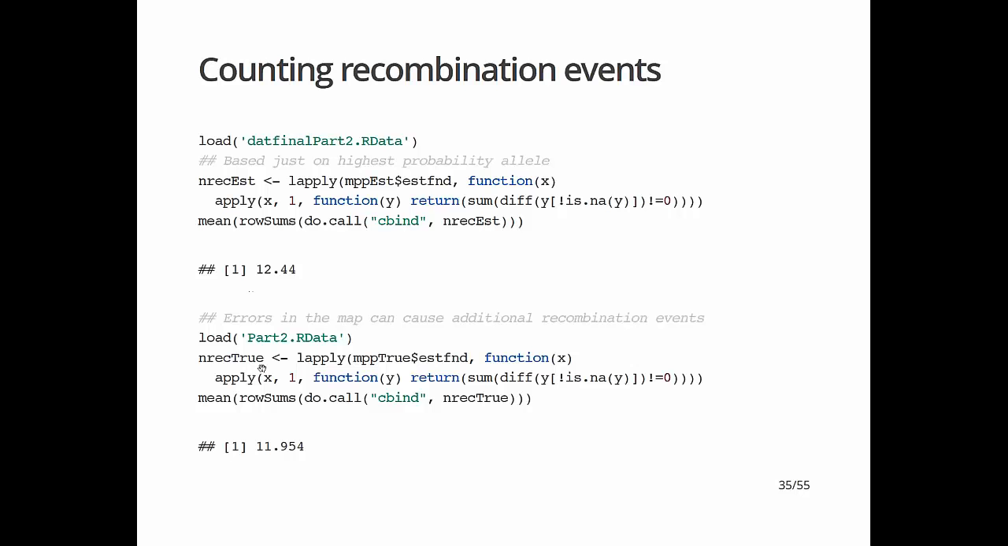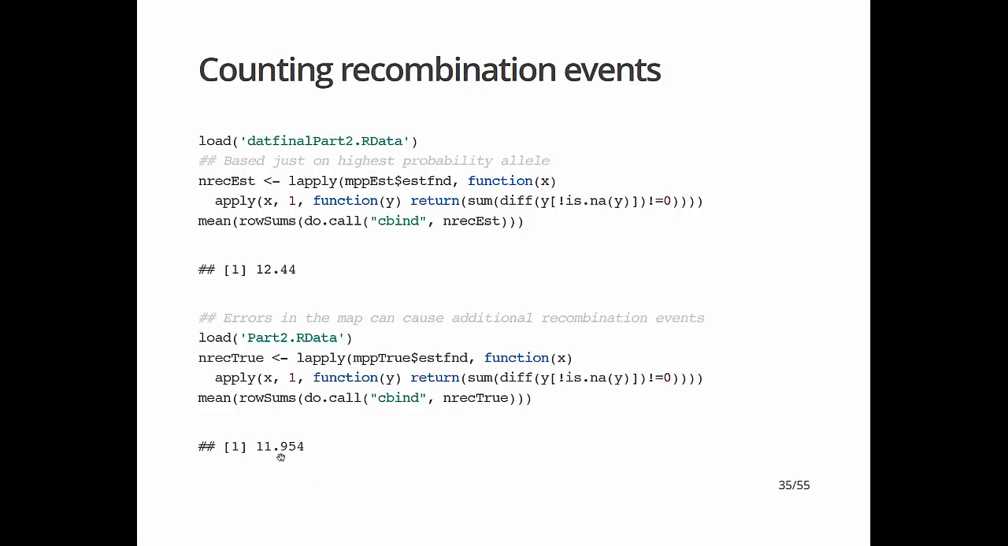The problem is if you have errors in the map, it can cause additional recombination events. So this was based on the map that we generated. This DAT final is the map that we generated. The other one, which I'm calculating here, is based on the simulated original map. And you can see that the average number of recombination events is a little bit lower. Okay? So something to keep in mind.